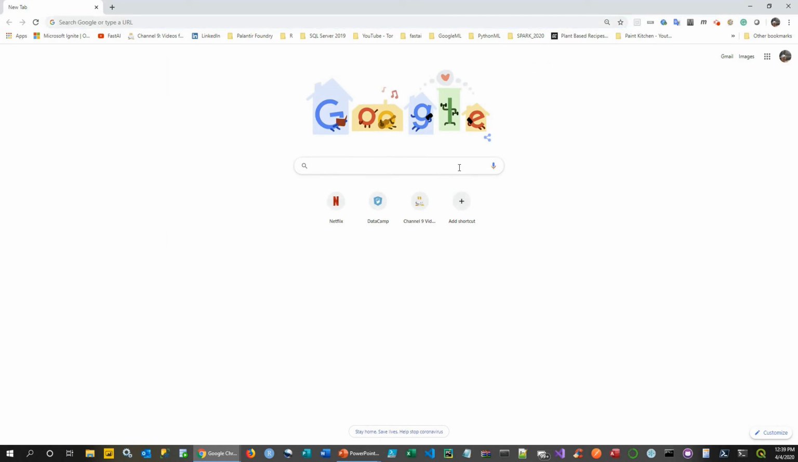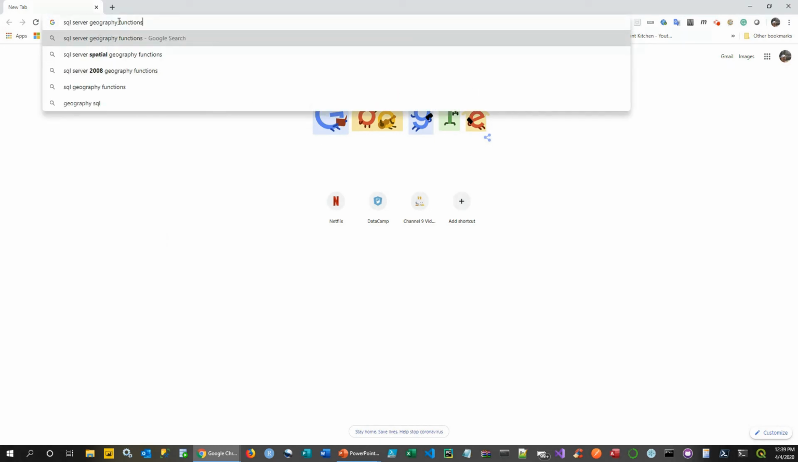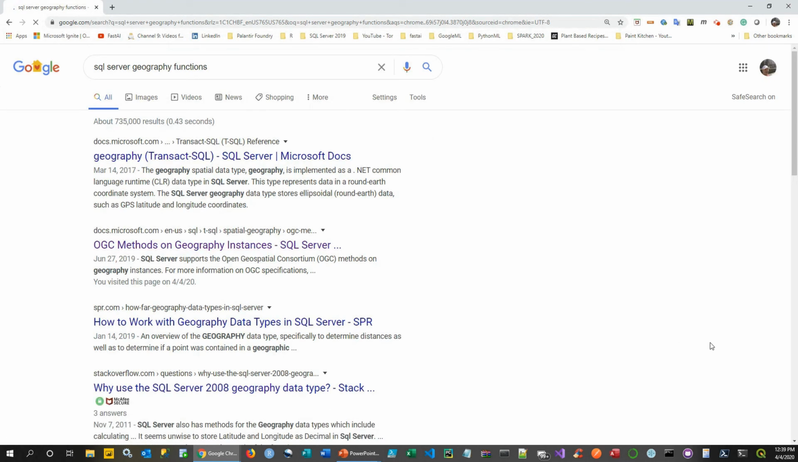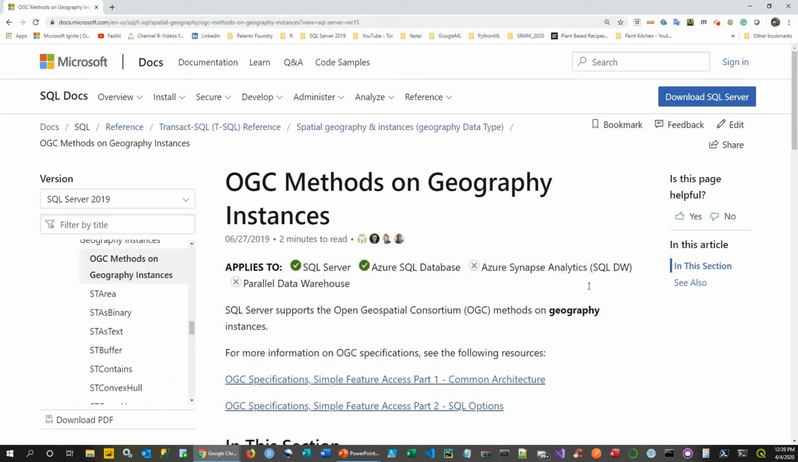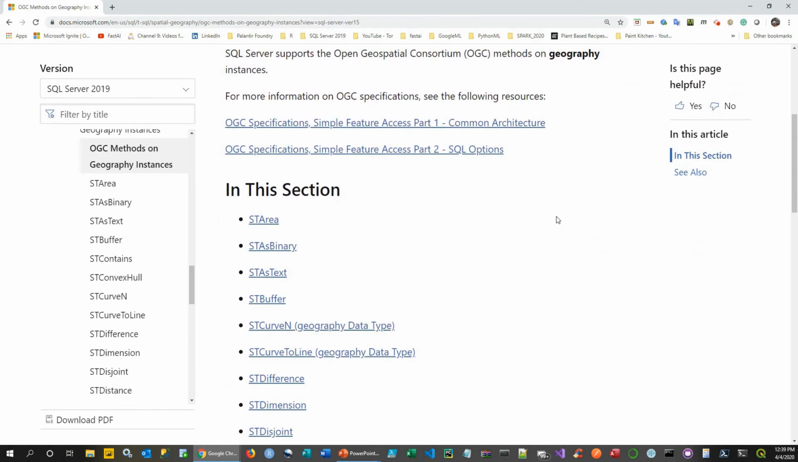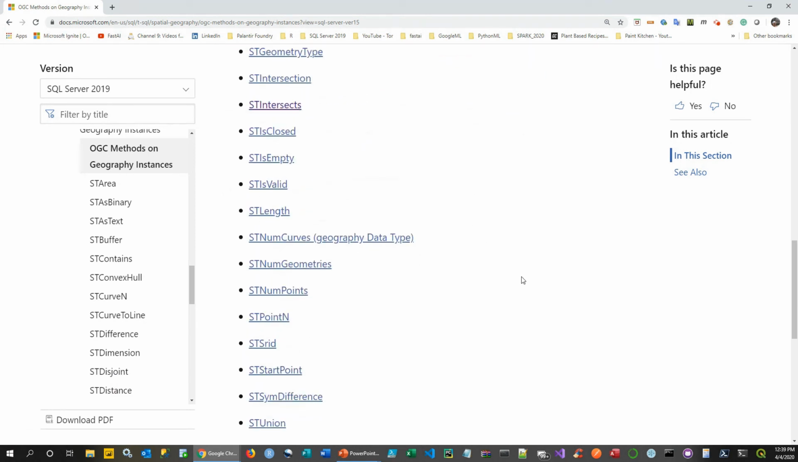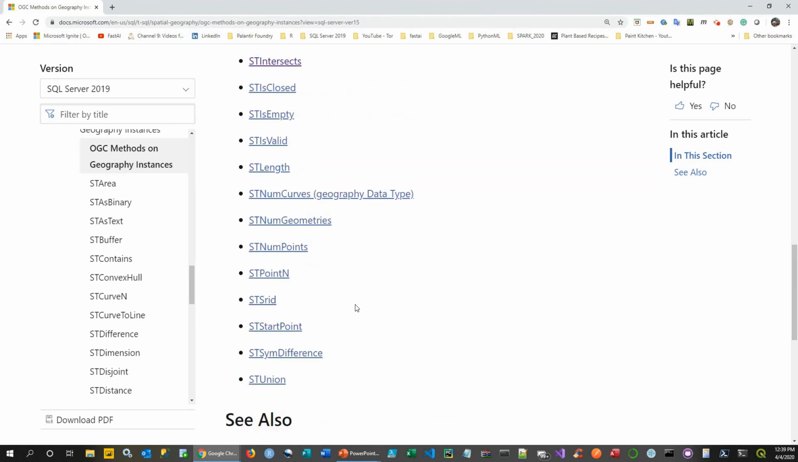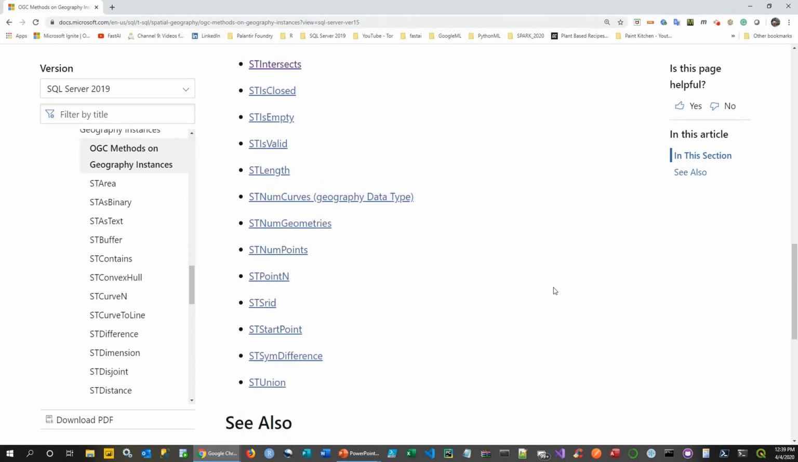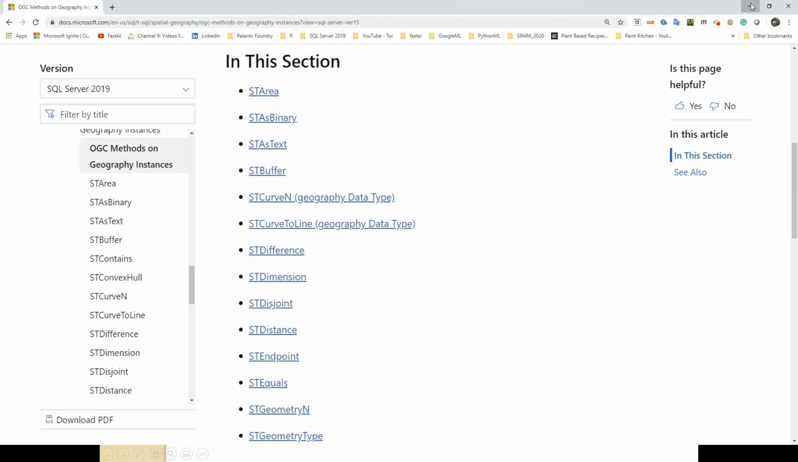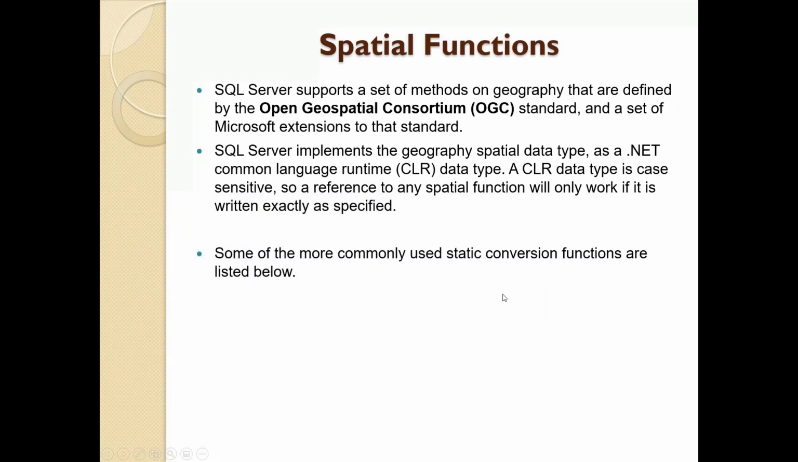You can go and do a search for SQL Server geography functions. And when you do, you're going to see this. So if you pick this OGC methods on geography instances from Microsoft documentation, you end up in this page. And in here, you should be able to find all these different functions and information about them. So make sure you go and check this particular website out and read up on all these functions and how they're being used, and look at some of the examples that they give you here. All right, so those are some of the more commonly used static functions.